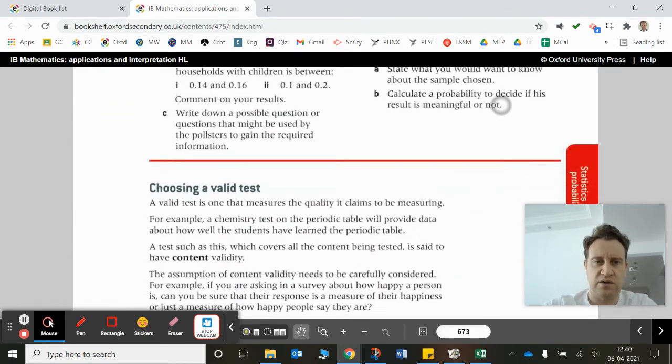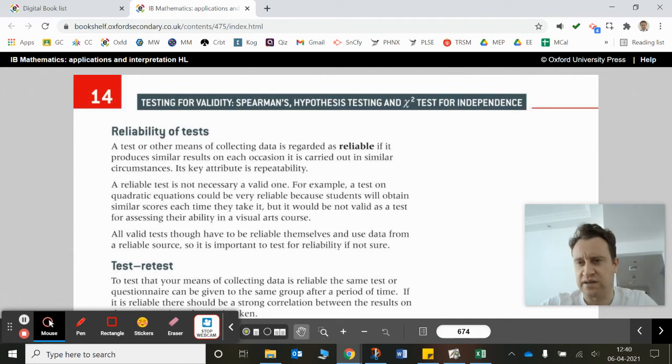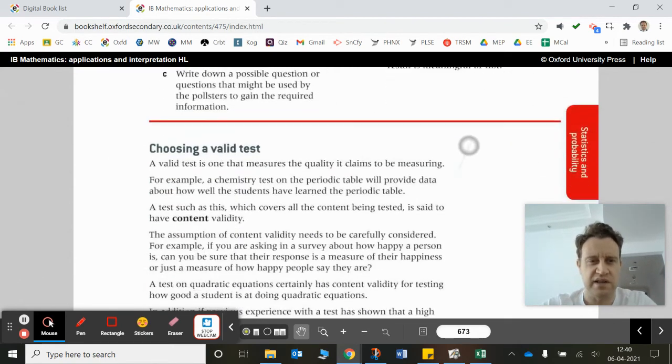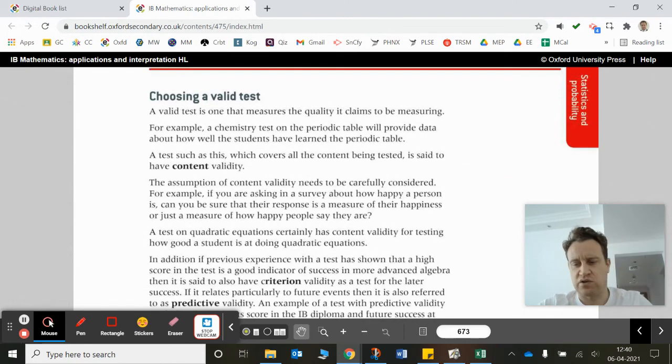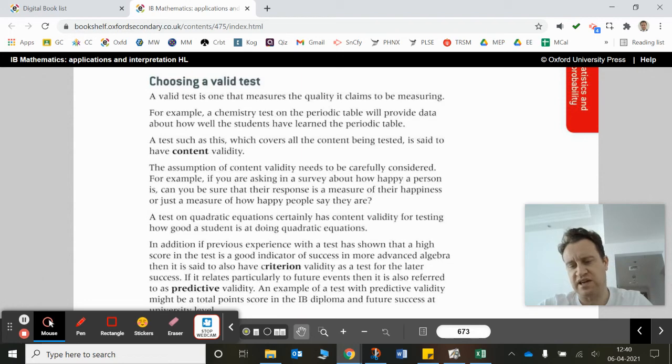Okay, so then there's quite a lot of questions in 14N. I'm going to skip past those. Now we're talking about valid tests and reliability of tests, and so a lot of this stuff is fairly common sense. So for the next exercise, they talk about valid tests to start off with, and there's various types of validity for tests, which they mention. So first of all, what is a valid test? A valid test is one that measures the quality it claims to be measuring.